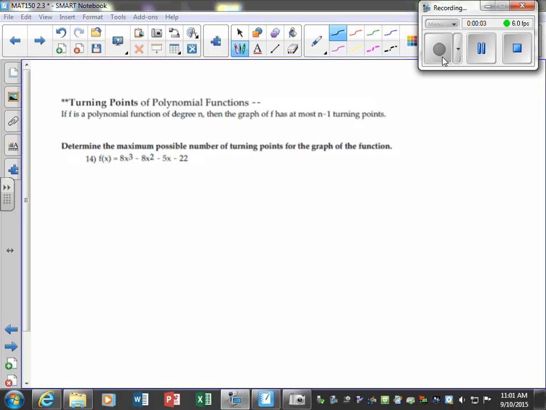Next characteristic is going to be turning points. If a polynomial function of degree n, then the graph has at most n minus 1 turning points. And all that means is, if we look at the degree of number 14, the degree is the highest exponent. So you look at the leading term, and I would say this is degree 3. So it can have at most how many turning points? At most 2.